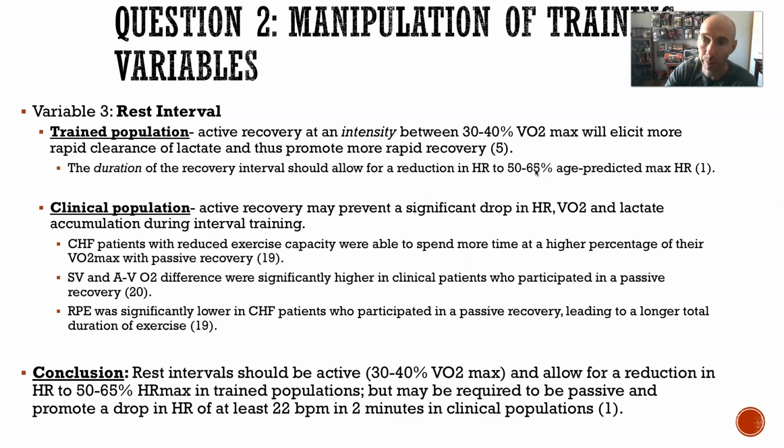Okay. Now, as I said earlier, a fit person is going to recover faster. A less fit person will recover slower, but that makes sense, right? A fit person can get in more work than an unfit person. So as somebody becomes more fit, they will recover faster. Therefore, you can do more work. Okay. So monitoring heart rate, looking for a reduction into this zone will tell you that your client is ready to work hard again. Okay. Now, for clinical populations, it's a little bit different. They're looking for heart rate to drop by at least 22 beats per minute in a 2-minute time period. Once that has been accomplished, they will be ready to do the next work bout.